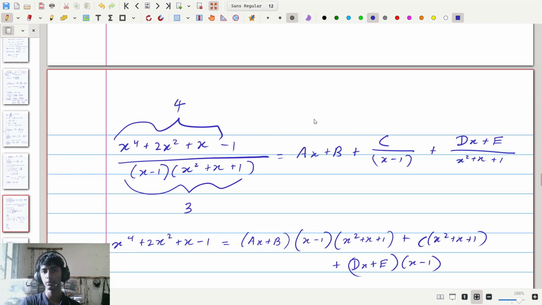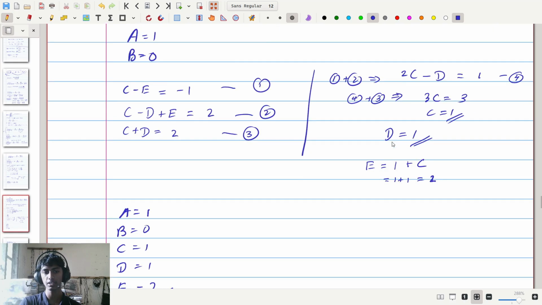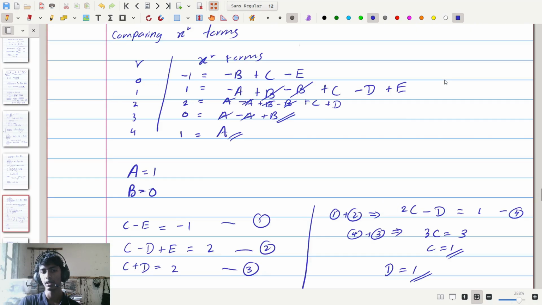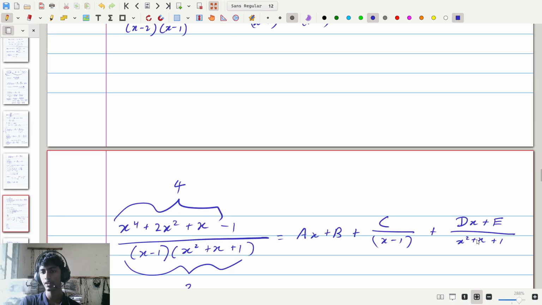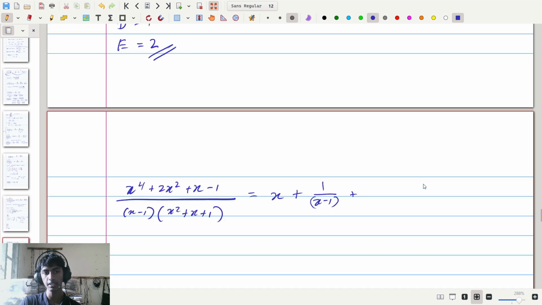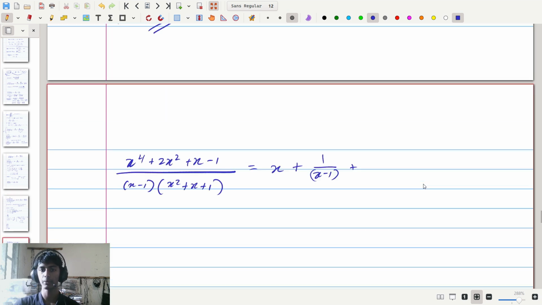and then we have c divided by x minus 1, c is 1, so we have plus 1 divided by x minus 1, plus, and then we have dx plus e divided by x squared plus x plus 1. d was equal to 1, and e was equal to 2. So we have dx, which is 1x, which is x, plus e, which is 2, divided by x squared plus x plus 1.